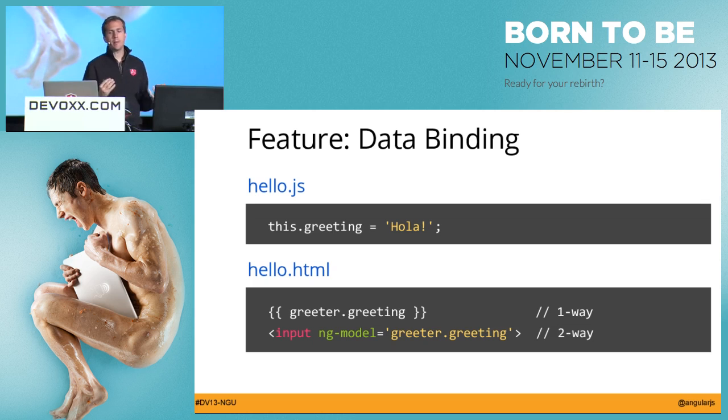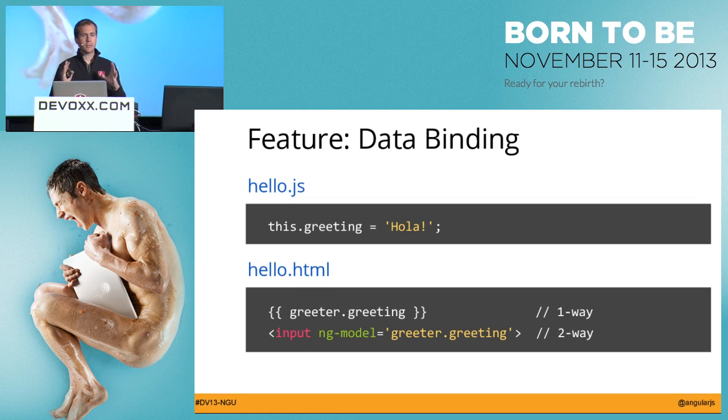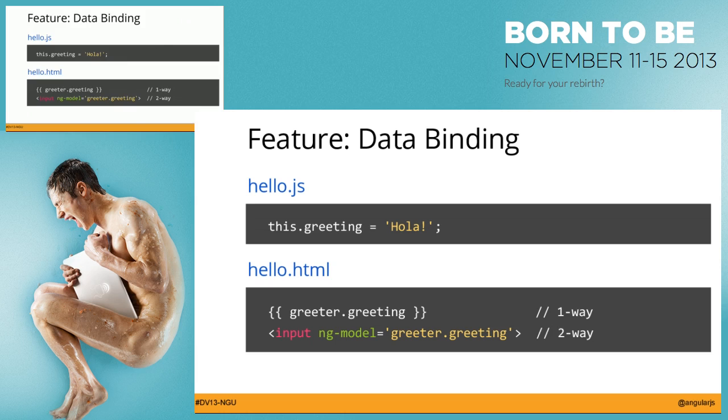For two-way data binding, we use an attribute called ng-model, where I can set it equal to, again, some expression, and I can have it update that model. So if this is on an input tag, it will immediately set the input's value to whatever is in greeter.greeting. But if the user starts typing, the model gets updated as well. Let's take a look at that.